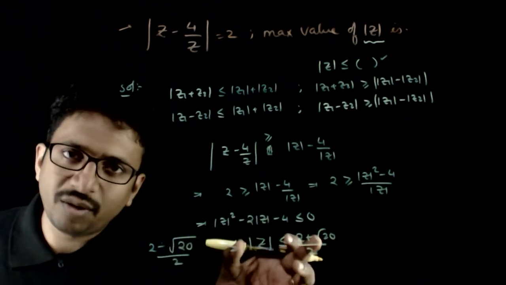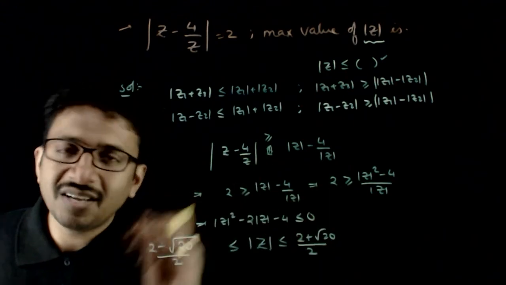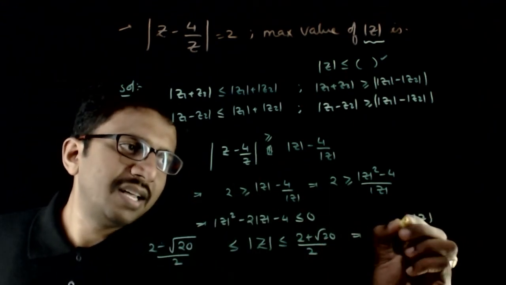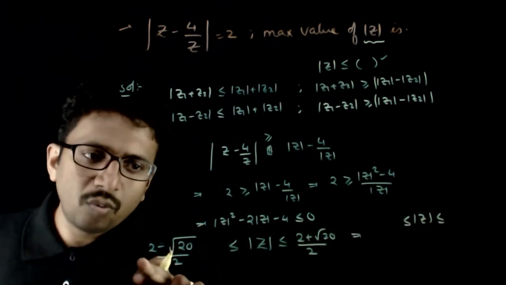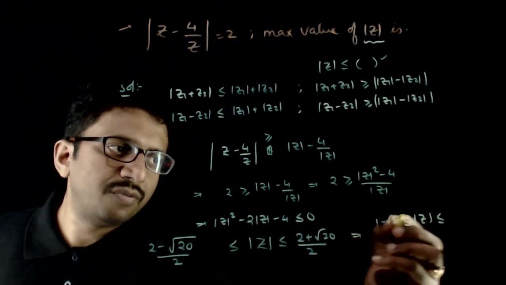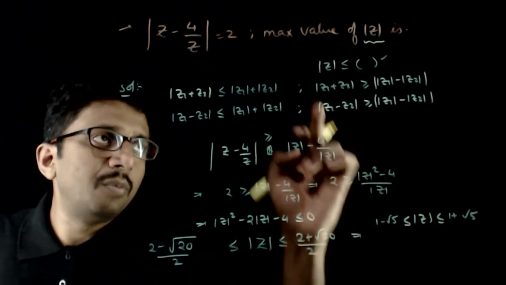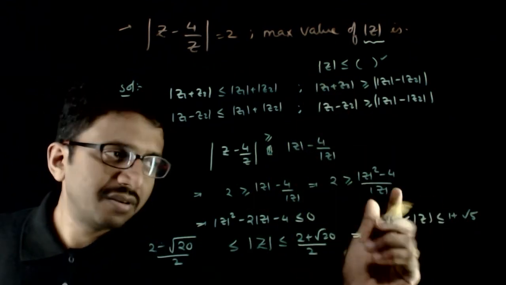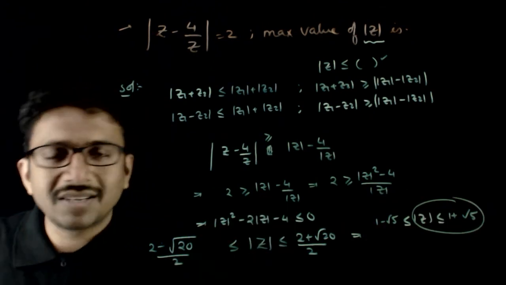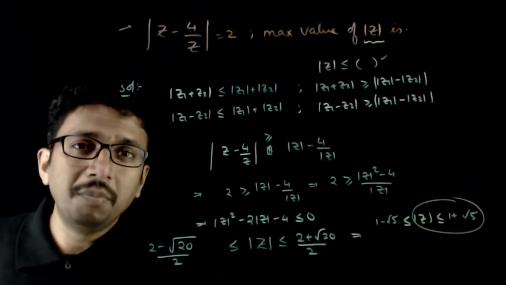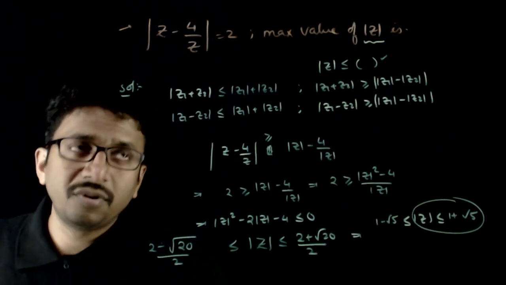Since the quadratic expression is less than or equal to 0, z lies between the roots. So that means mod z lies between 1 minus root 5 and 1 plus root 5. So mod z is less than or equal to some number. So mod z is always less than or equal to 1 plus root 5. So root 5 plus 1 is the maximum value of mod z.